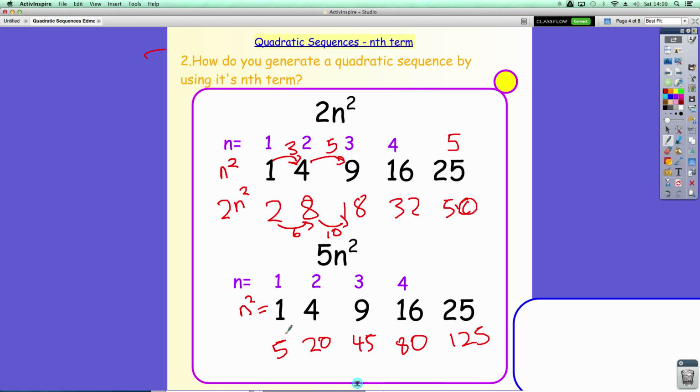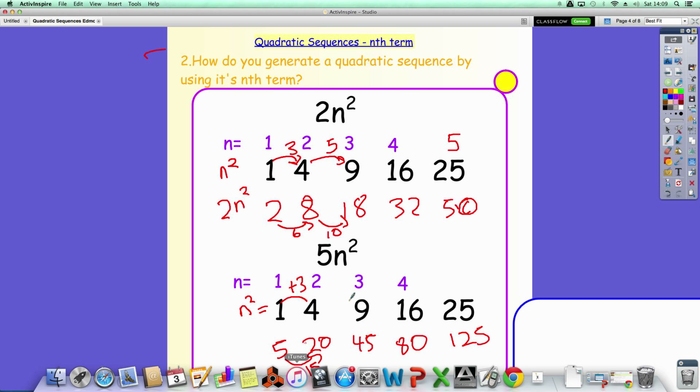And you'll notice as well the difference between them. So that was once plus 3 has now become plus 15. Okay.